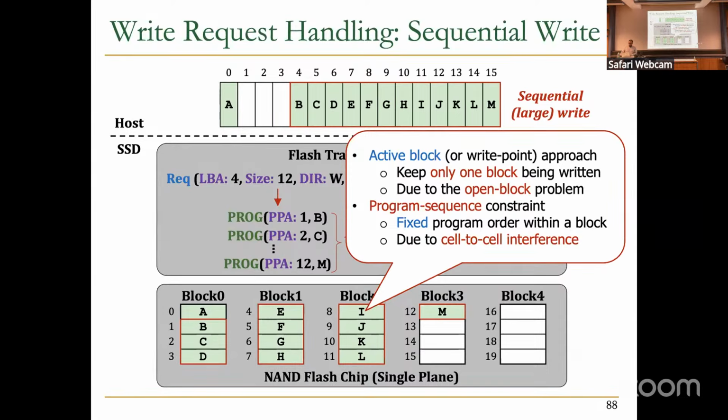Another constraint is also program sequence. Here we don't see it much, but essentially we try to write in a fixed program order within a block. For example, we don't write to page 2 and then write to page 1. We try to have an order in writing. That's also because of cell-to-cell interference, which you're going to learn about more in the next lecture.